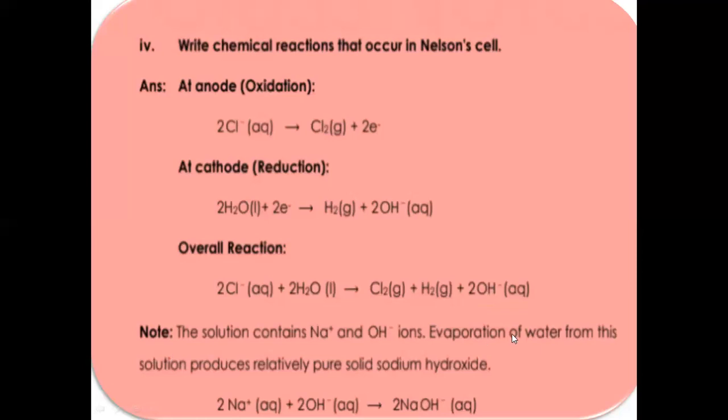Now we have hydroxyl ions and sodium ions as well. The solution contains sodium ion and hydroxyl ion because we use the saline solution. That is, we use the concentrated solution of sodium chloride, which is called brine. So brine contains sodium ions as well. So this hydroxyl ion and sodium ion will react together and will form sodium hydroxide. You can see sodium ion and hydroxyl ion combine together to form sodium hydroxide, which is the final product of Nelson cell. Along with sodium hydroxide, the side products are hydrogen gas and chlorine gas.